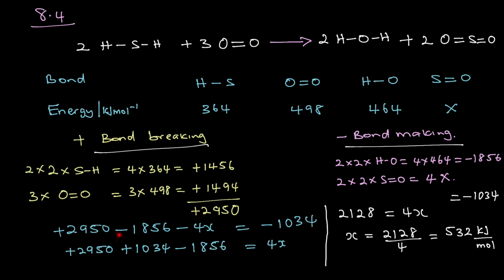And so now, once I've gotten to this point, I need to add all this up, which after adding them up, I get 2128 equals 4x. So I need to divide both sides by 4, and then I get 532 kilojoules per mole. So x will be 532 kilojoules per mole.